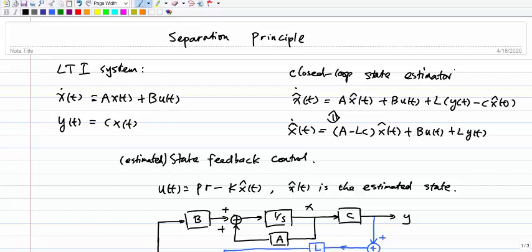Okay, so today we're going to talk about the separation principle, which means that in a certain way, the control design and the state estimator design can be separated, so you don't have to worry too much about it if you put them together.